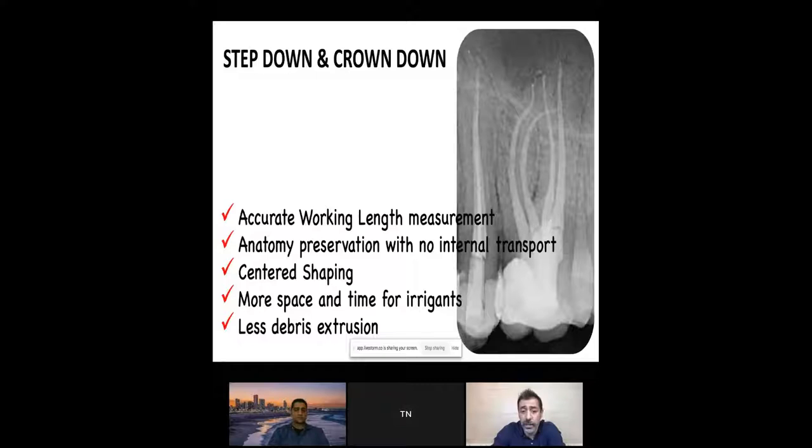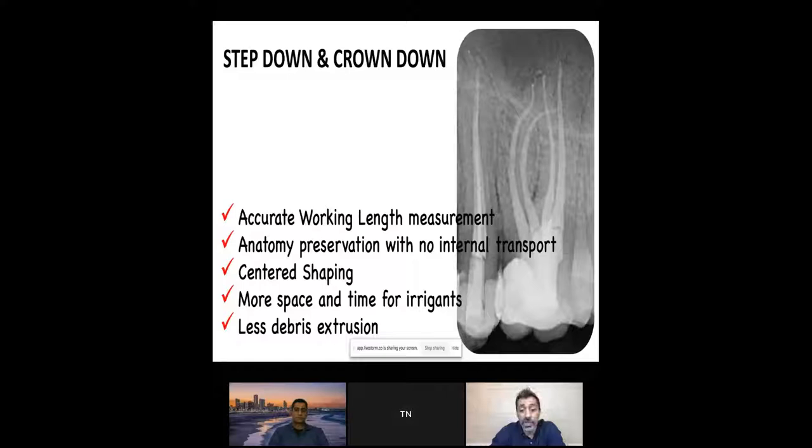Because if we are working without removing the dentinal triangle at the beginning, we might have a change in the working length, and this will create lots of problems in the apical part during the shaping. We have a preservation of the anatomy and less transportation, and the heat-treated files will help us a lot in remaining in the correct position in the canal. So we have a centered shaping.